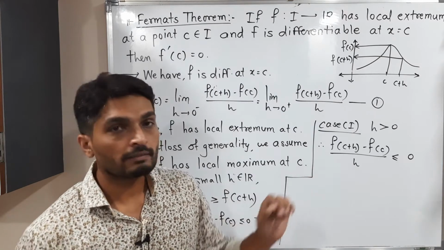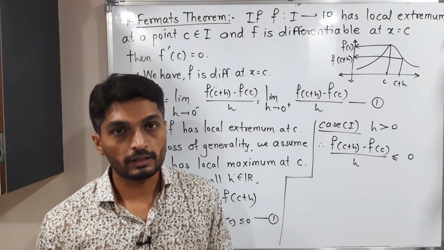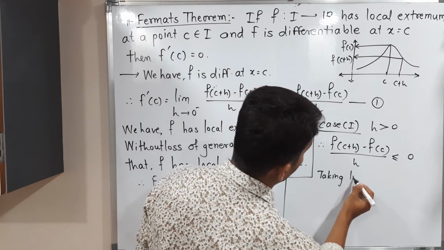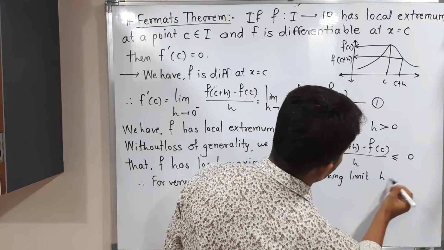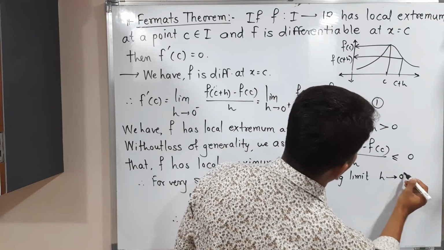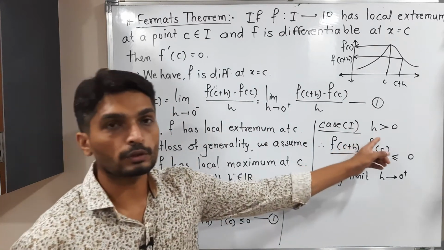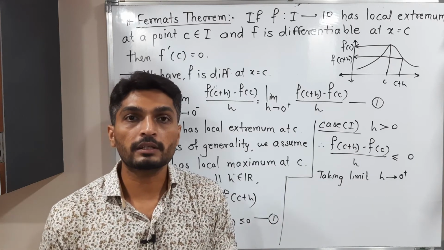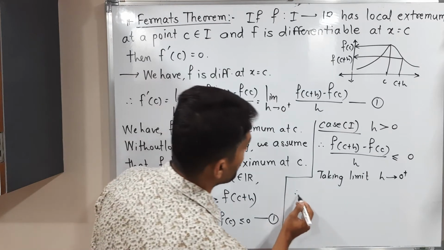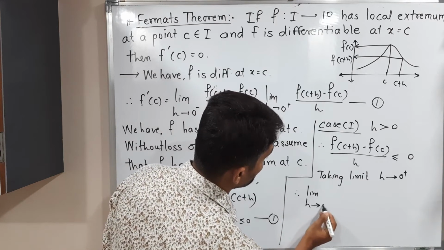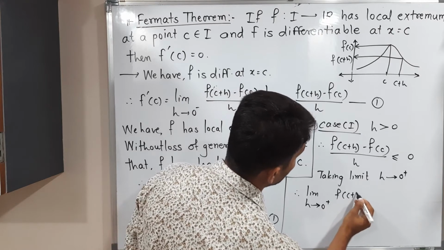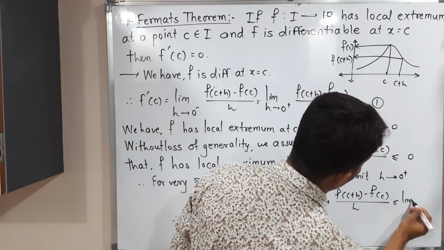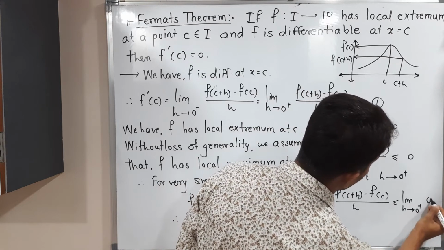After that, I will take the limit on both sides. Taking the limit as h tends to 0 plus. I am writing 0 plus since h is positive, so it will approach 0 from the right hand side only. So I am taking the right hand limit of both sides. Therefore, limit h tends to 0 plus of f of c plus h minus f of c divided by h is less than or equal to limit h tends to 0 plus of 0.